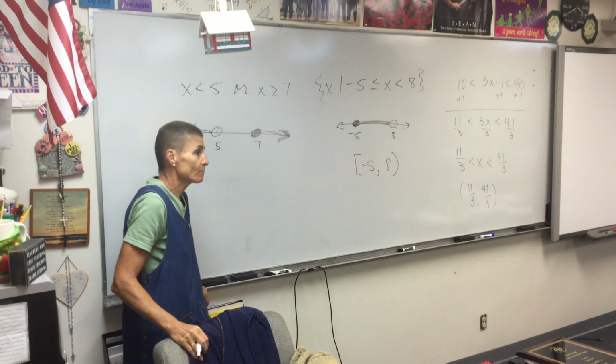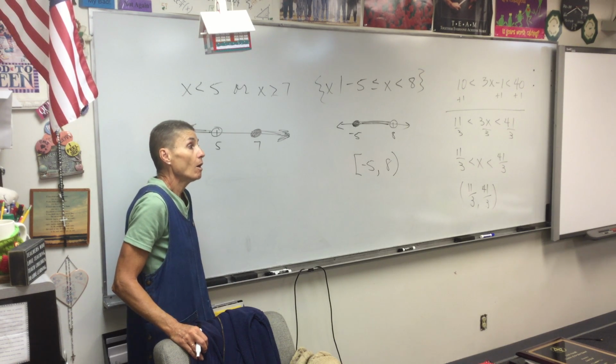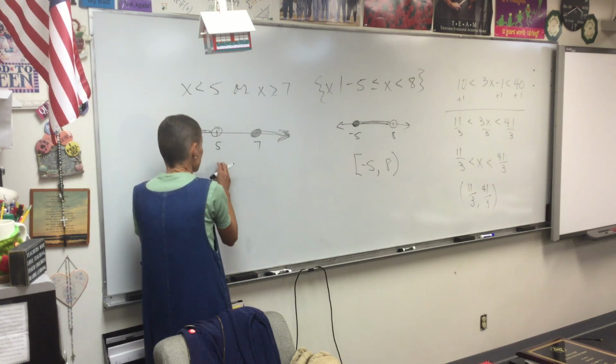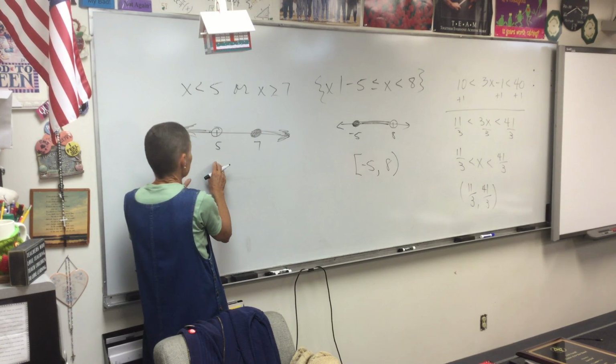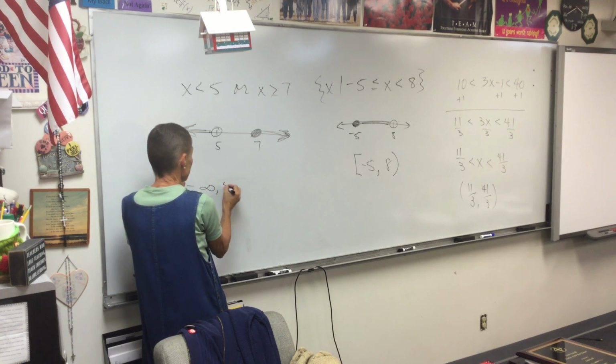Any thoughts on that, Jason? You do them each separately and then connect them with a U. Oh, so I do this one separately. We did one of these already. I think I may have just erased it. This would go from negative infinity to 5.